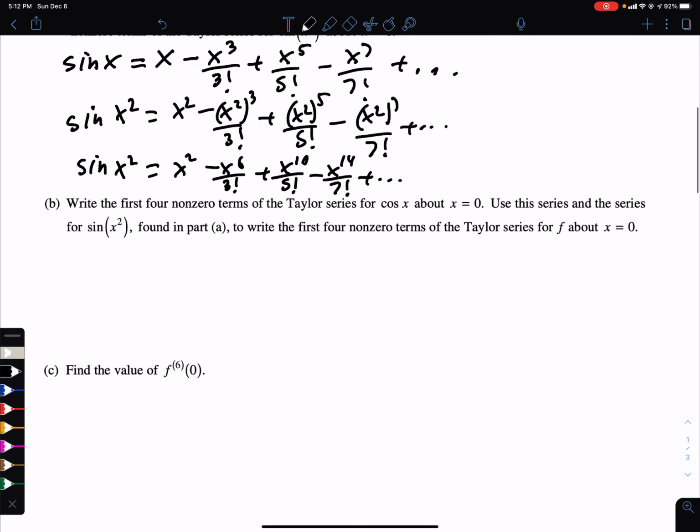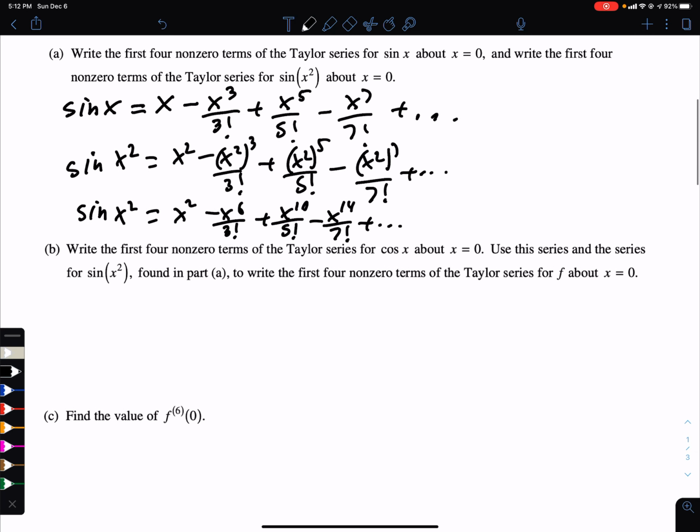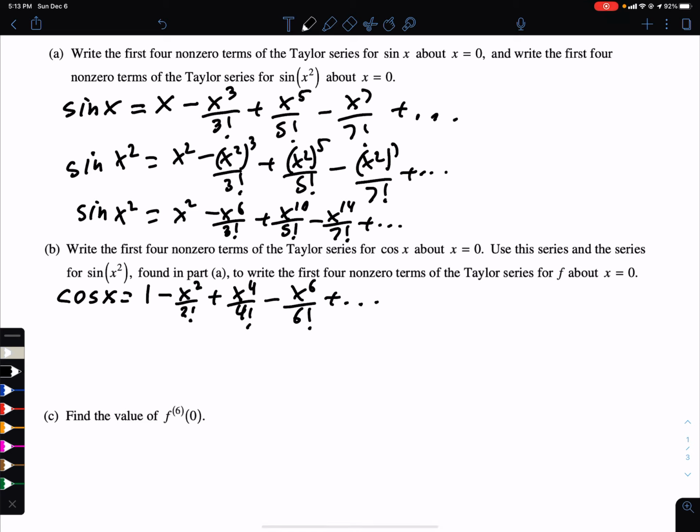So part B, I hope I left myself room. Write the first 4 non-zero terms for cosine. This is something that needs to be memorized. Cosine of 0 is 1, so you need a 1. That's x to the 0, which is even power. It alternates. So it's going to be x squared over 2 factorial, plus x to the 4th over 4 factorial, minus x to the 6th over 6 factorial, plus dot, dot, dot.